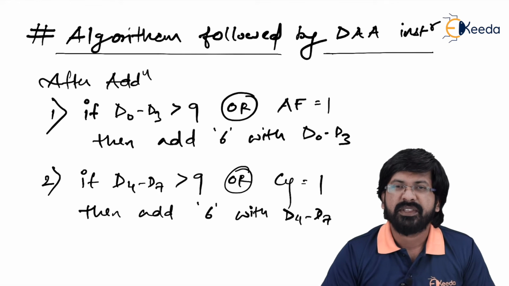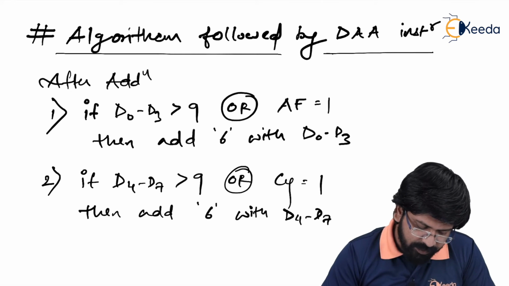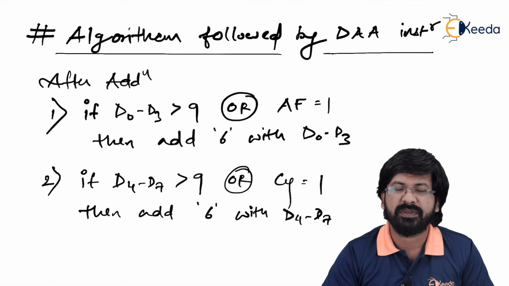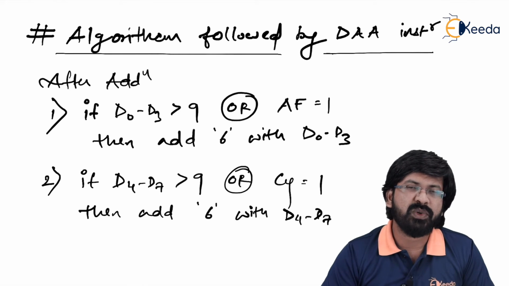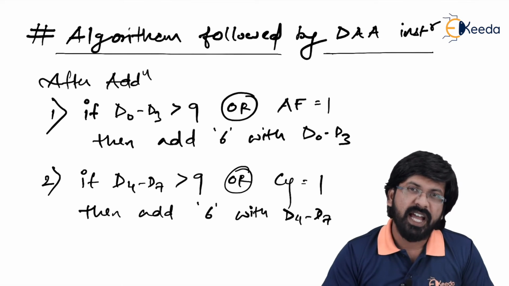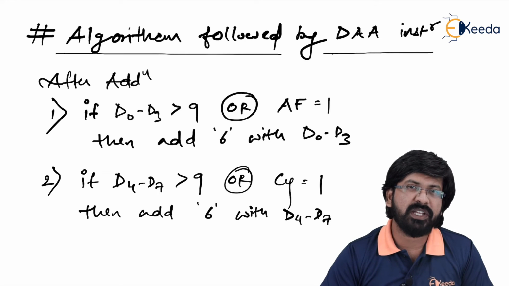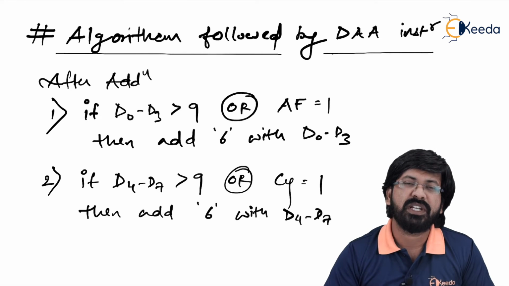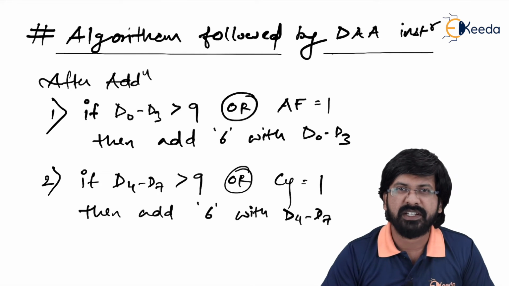But it might happen that the same scenario occurs with D0 to D3 and D4 to D7, then it is going to add 6 with both. That is, let's say D0 to D3 of the result is greater than 9, as well as there is a carry generation from D4 to D7. In that case 6 is added with D0 to D3 and also D4 to D7 in order to correct the BCD.